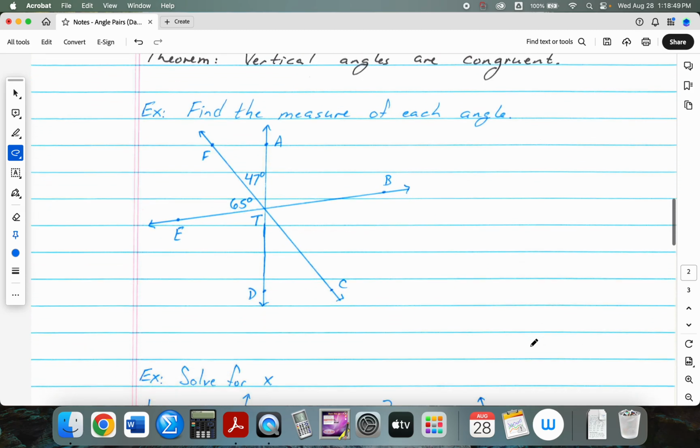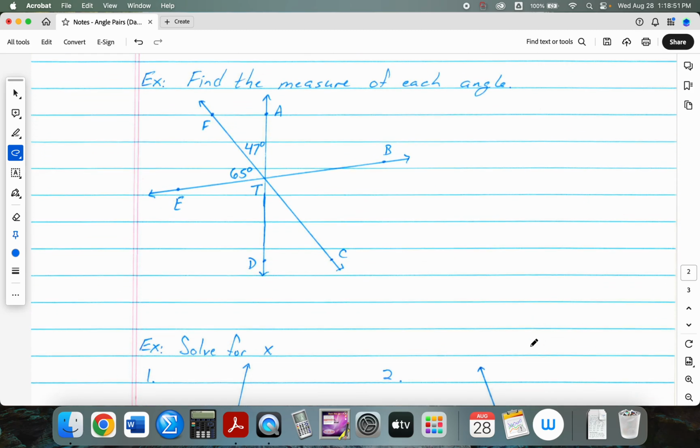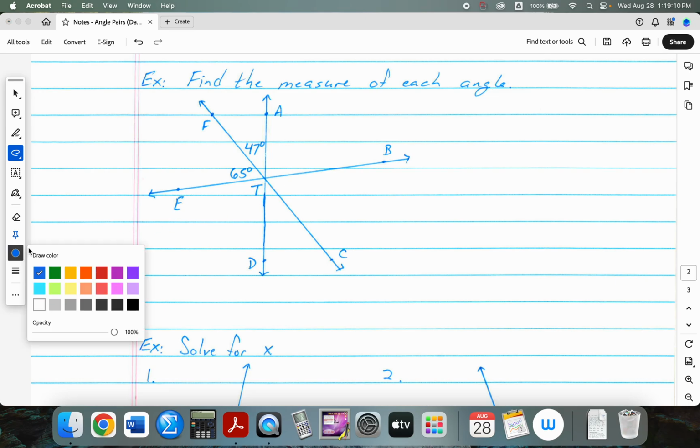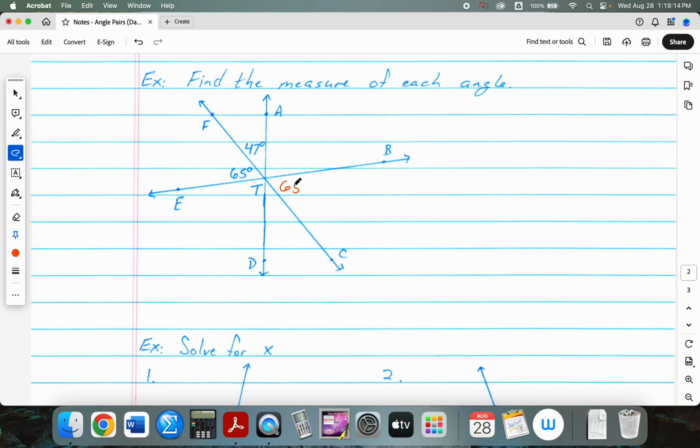So, let's find the measures of all the angles in this picture. Some of them we can do really quickly. I'll take a volunteer that I can find very quickly. Yes, sir. BTC. Yeah, it's 65. It's 65, because vertical angles are congruent to each other.